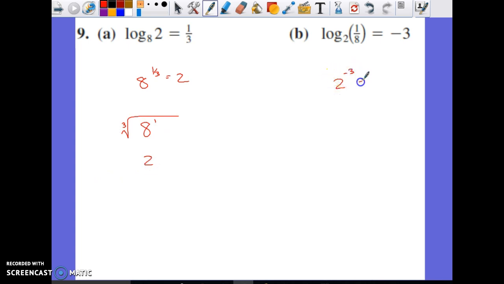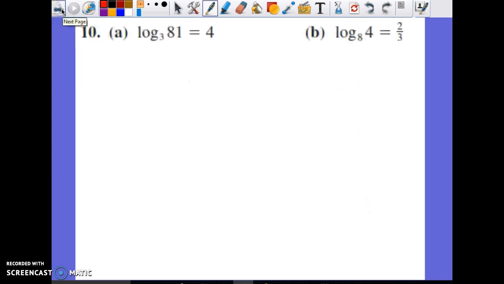2 to the -3rd equals 1/8. That's also true, because 2 to the -3rd is the same thing as putting it under 1 and making it positive, and 2 to the 3rd is 8. Okay, again, try these on your own first.